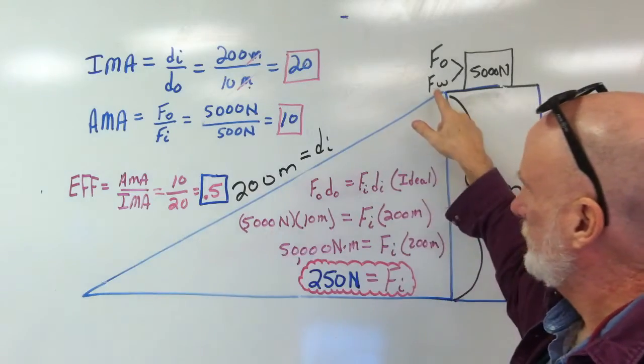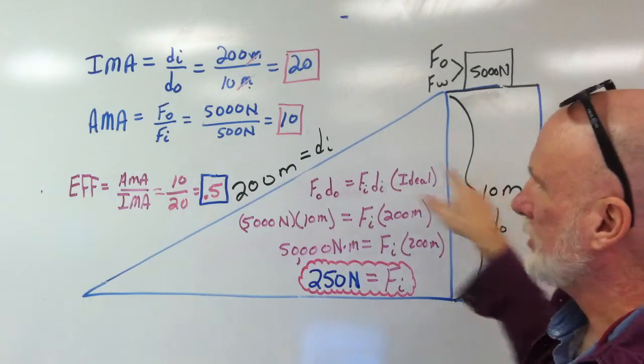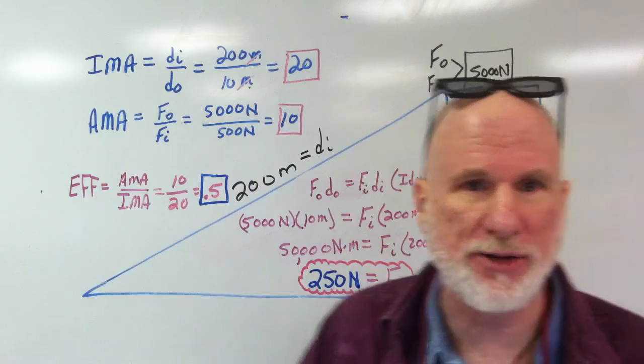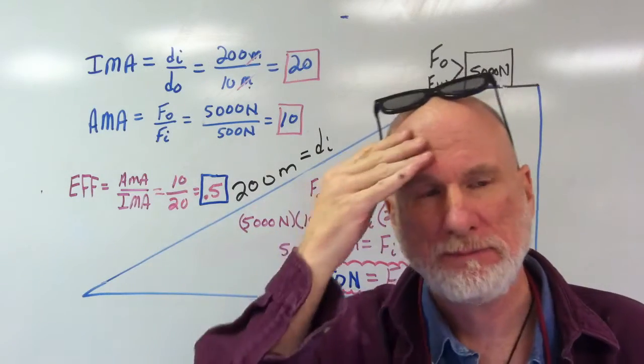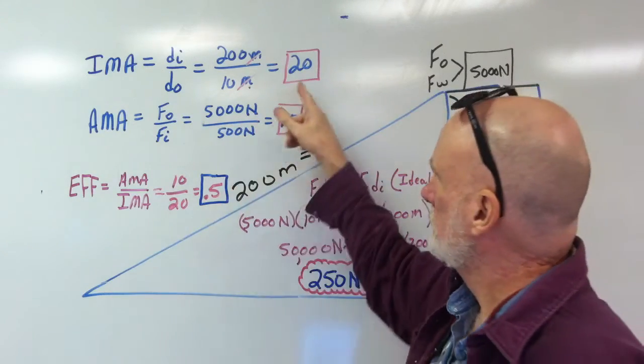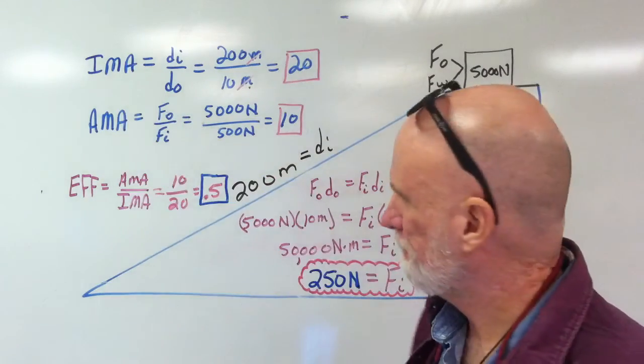200 meters, 10 meters. DI over DO. 200 over 10 is 20. 20 is the IMA.